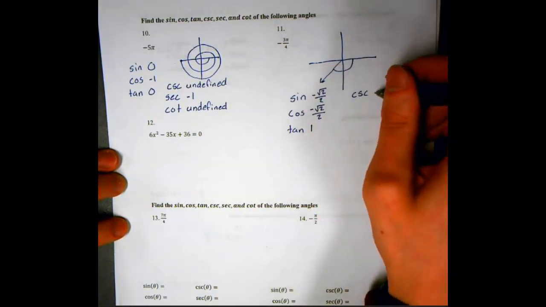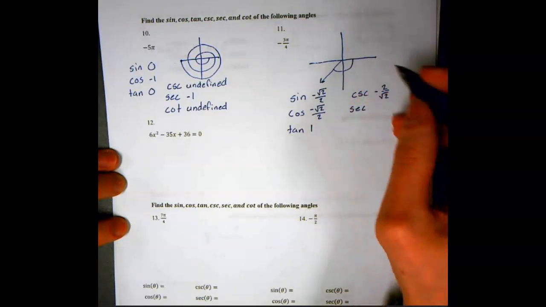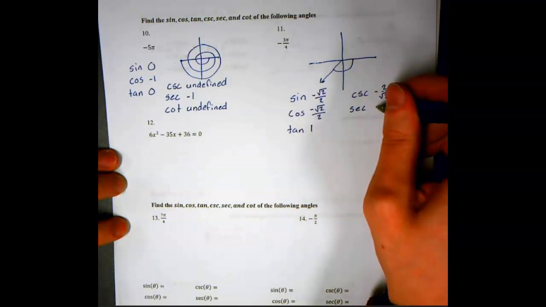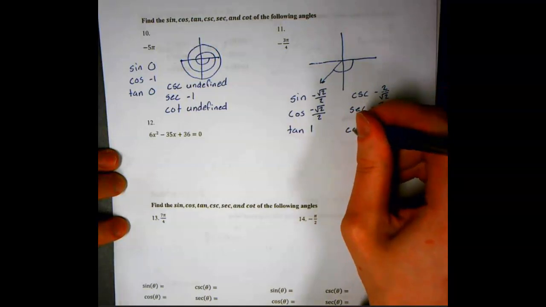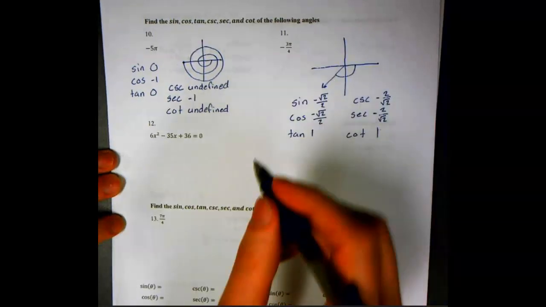Cosecant, we're just going to do the reciprocal of sine, so we'll flip it over. Secant, we'll do the same thing, but with cosine. And cotangent, we'll do the reciprocal of tangent, which is 1 again.